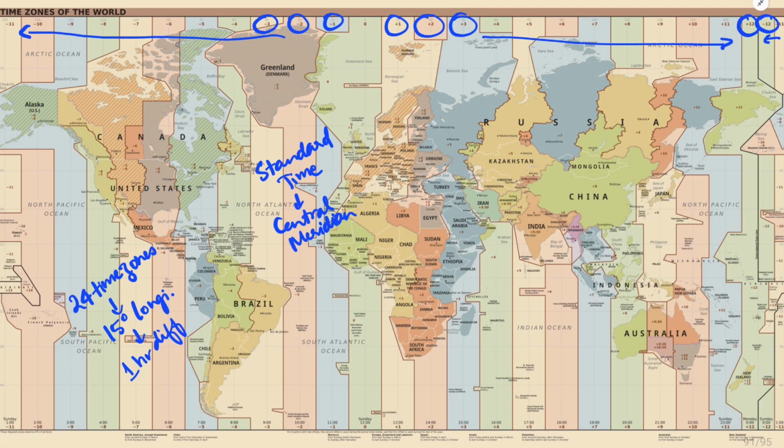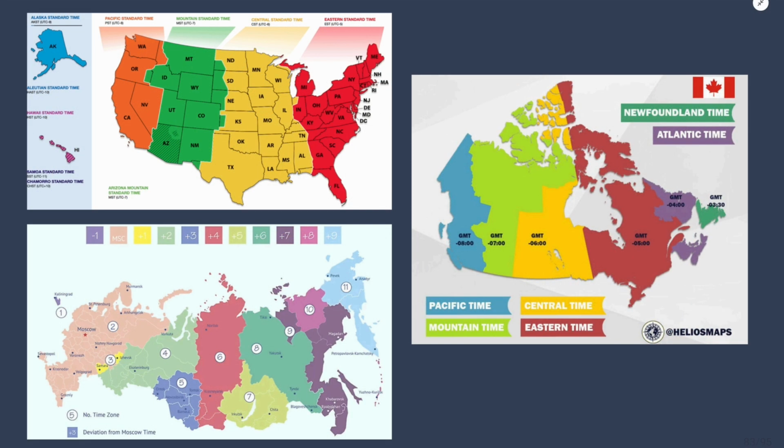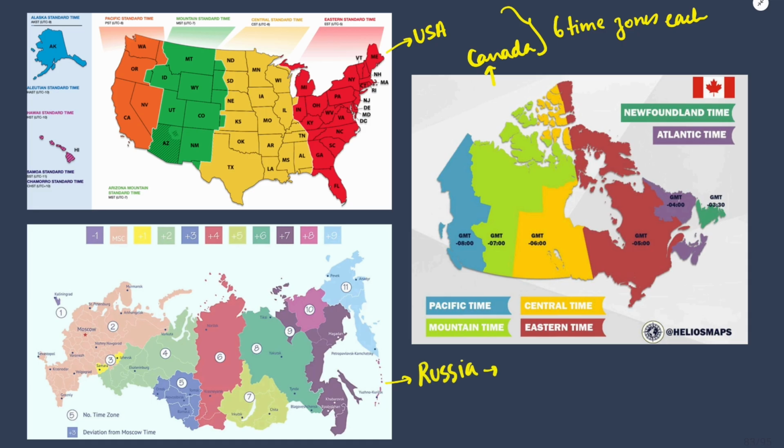Most countries have a single time zone. However, some large countries with a wide longitudinal extent often use multiple time zones. For example, USA and Canada each have 6 time zones, while Russia, due to its vast east-west extent, has 11 time zones.